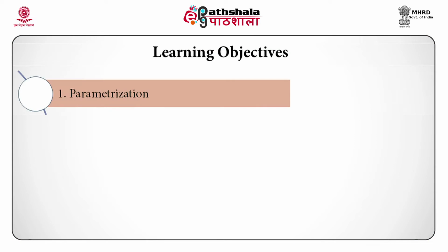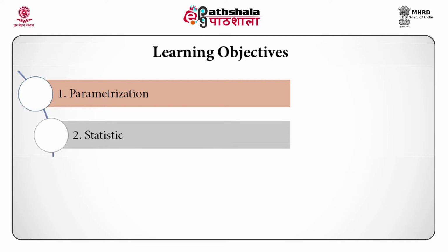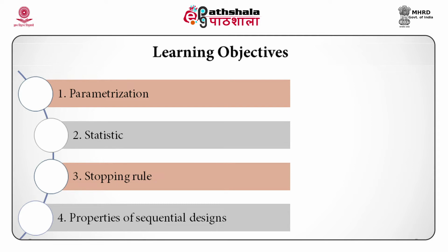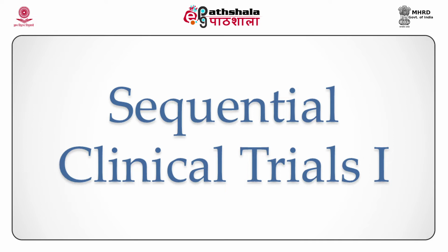Learning objectives for this module. We shall first introduce the concept of parametrization and define a parameter theta such that theta equal to 0 represents that there is no difference between the experimental and the control treatment. Next, we shall define an associated sampling statistic based on which the sequential plan will be implemented. We shall define a stopping rule which determines whether or not we have sufficient evidence to conclude the trial and see that there are different classes of stopping rules. Finally, we shall briefly look at some properties of sequential designs, and we shall revisit them in the next 3 modules. Sequential clinical trials, the first of 4 modules.